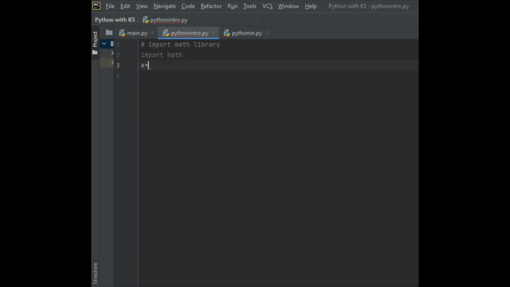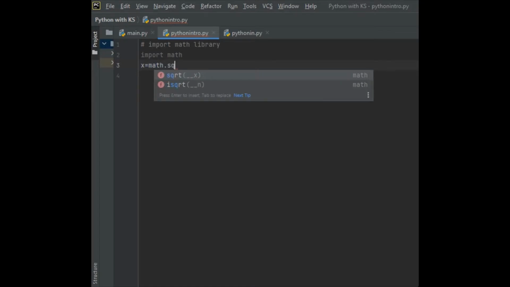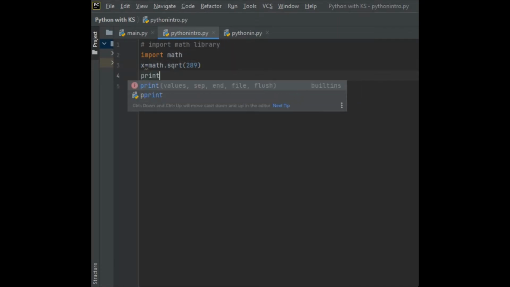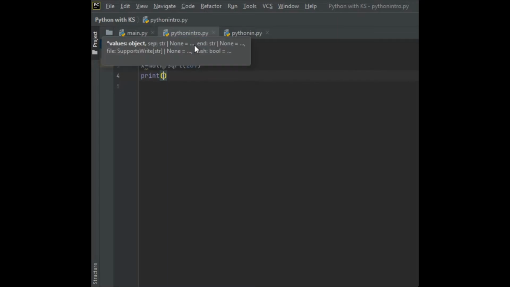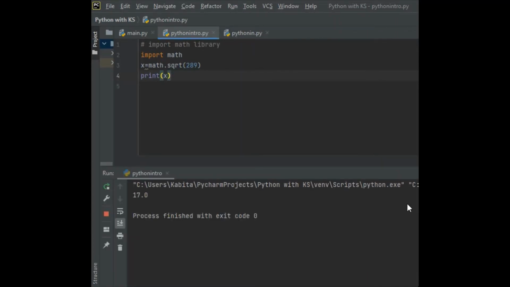X equal math dot sqrt, in the parenthesis the number for what you would like to find the square root, say 289. Print the result x. So here the result is 17. Square root of 289 is 17.